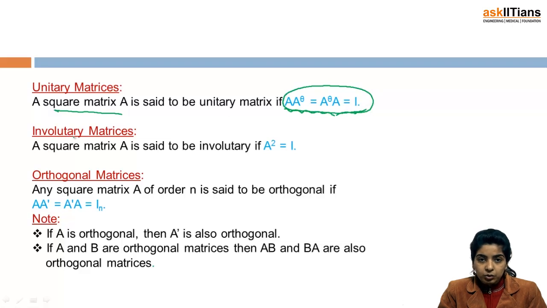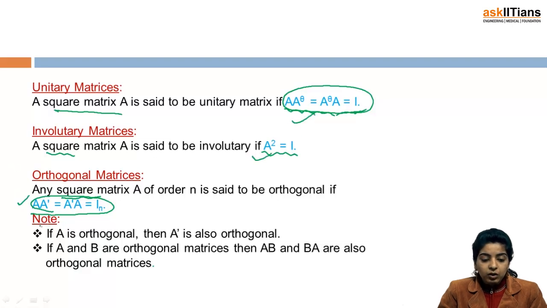Then we have involutory matrix. Again, a square matrix A is said to be involutory if A square comes out to be an identity matrix. Orthogonal matrix. Any square matrix A of order n is said to be orthogonal if it satisfies this property, which is A A transpose is equal to A transpose A is equal to identity matrix, right? So these properties you'll have to remember.